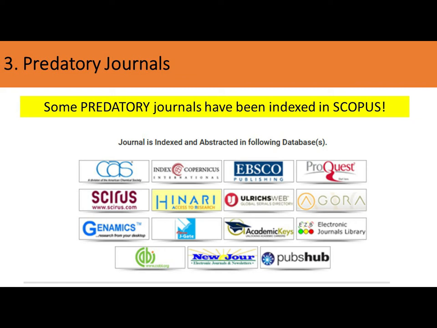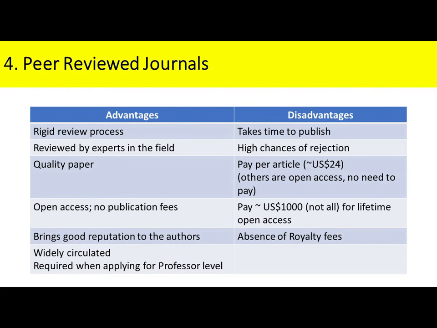This means that not all Scopus indexed journals are reliable. So again, be careful in selecting a journal. Now let us proceed to number 4, peer-reviewed journals. Publishing in peer-reviewed journals has some disadvantages and advantages as well.